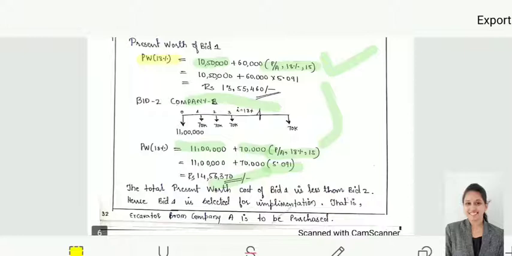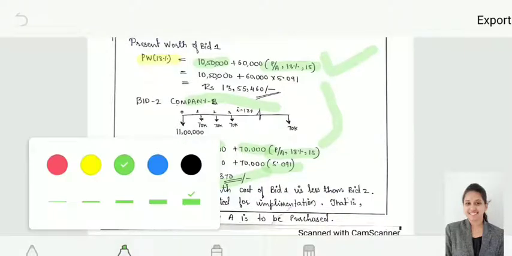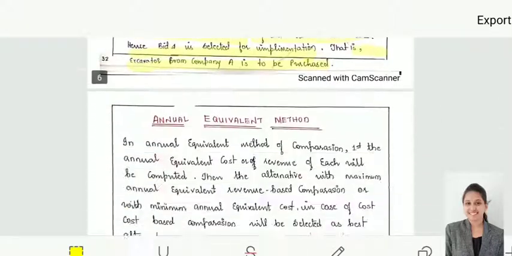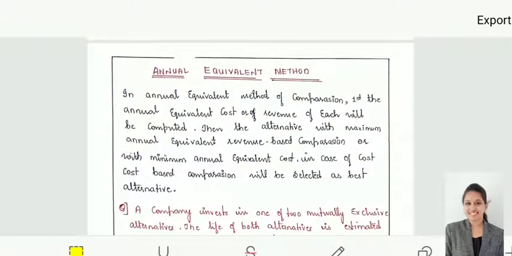So your conclusion should be that the total present worth of bid 1 is less than that of bid 2, and hence bid 1 is selected for implementation, that is, the excavator from company A is to be purchased. So did you understand? Here are the two examples. I will be giving you other examples as an assignment, you can do it. So I hope you have understood how we make a comparison using the present worth method. Now we will see the annual equivalent method.